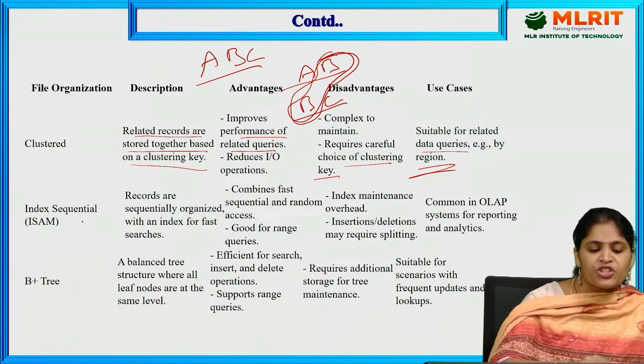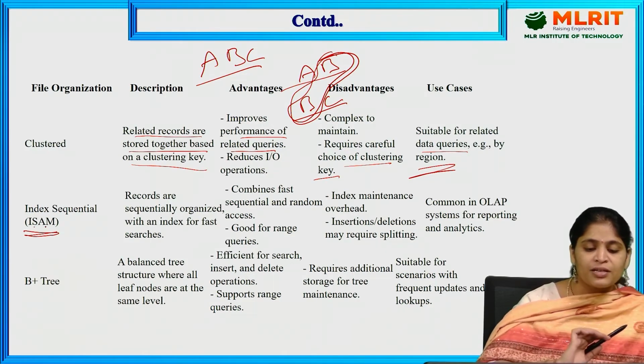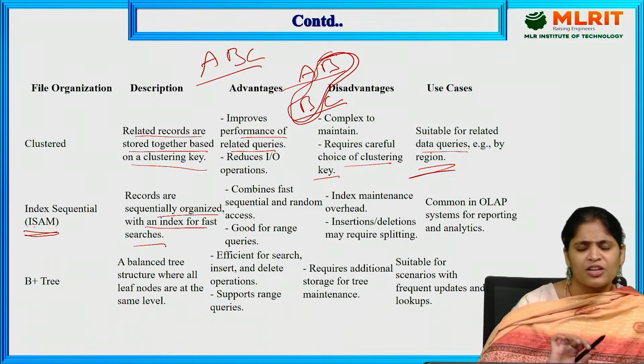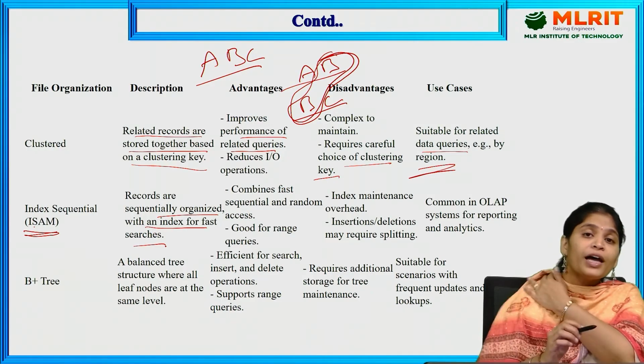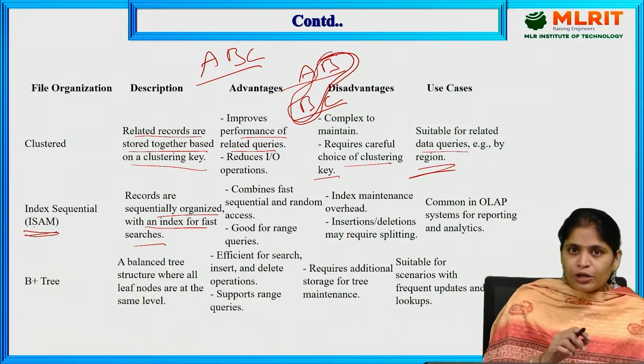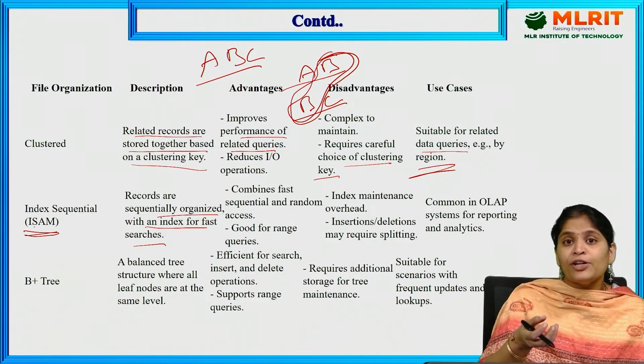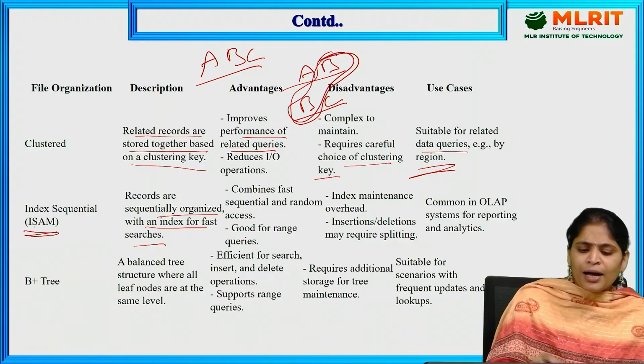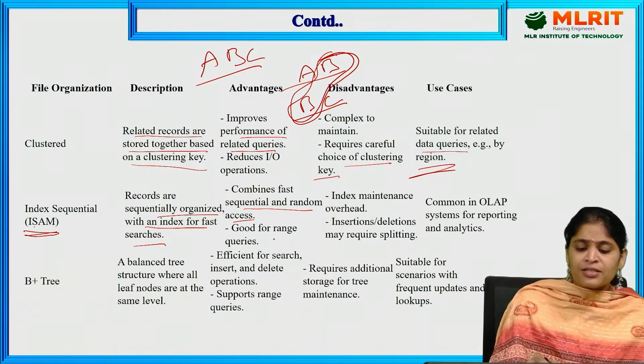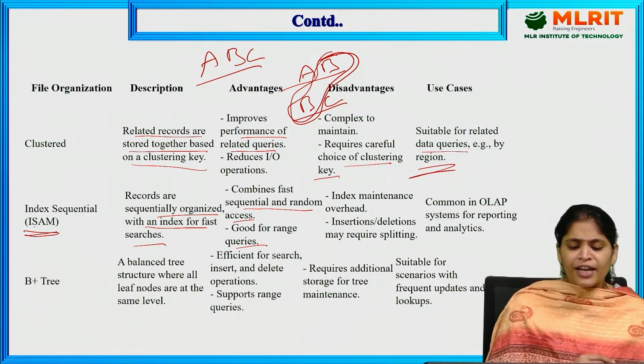Indexed sequential access methods, ISAM. Records are sequentially organized with an index for fast searches. That means based upon the index values, we can insert the records and retrieve the records. It combines fast sequential and random access, good for range queries and efficient for search.